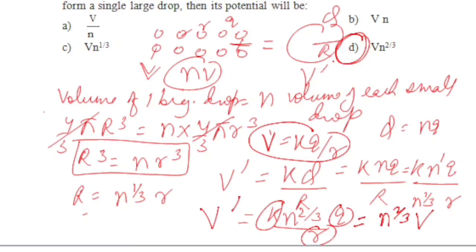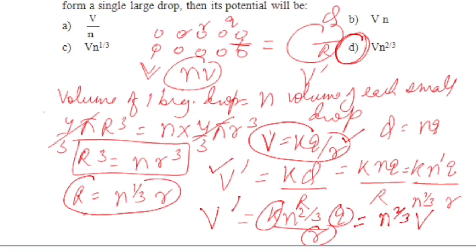How did you get this answer? First you assume that when n drops combine to form a bigger drop, volume is same. From that you get this relation: R, the radius of bigger drop, equals n to the power 1 by 3 times smaller r. Now potential of each smaller drop is given as V equals kq by r. You have to find potential of bigger drop, which becomes kQ by R, where R is radius of bigger drop.